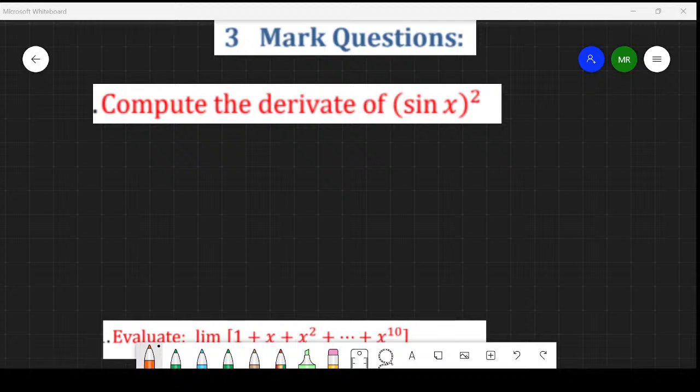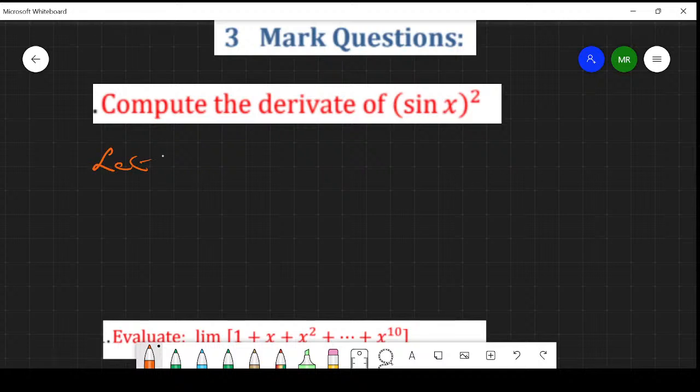Now I will continue with the questions. Compute the derivative of sin x whole square. Sorry, it is not sin x square, it is given as sin x whole square. Compute the derivative of sin x whole square. Here sin x whole square means sin x into sin x, which I can consider for convenience.